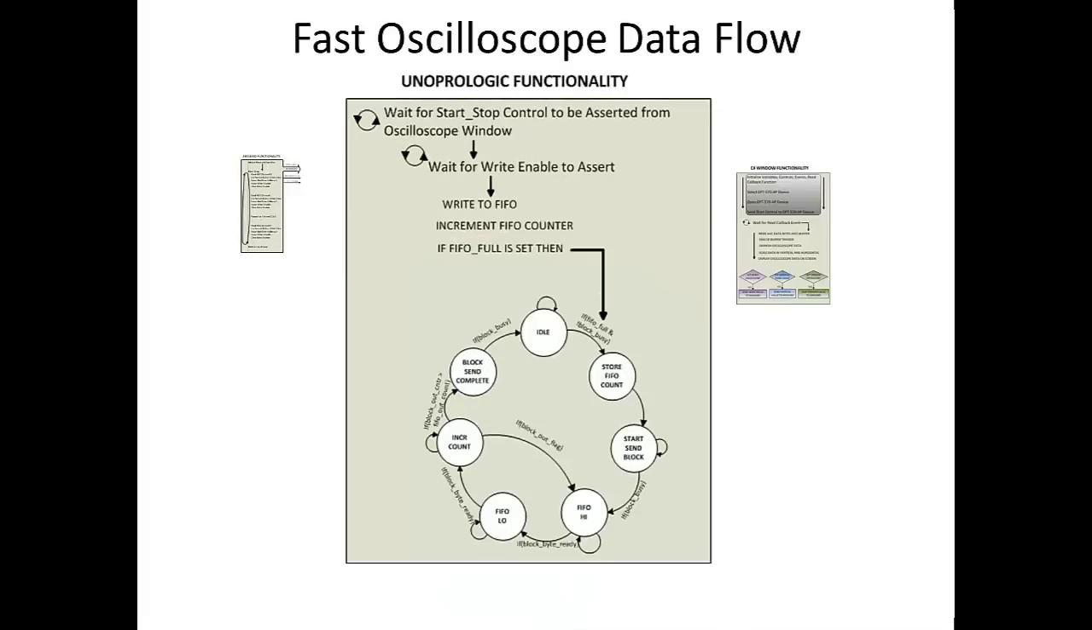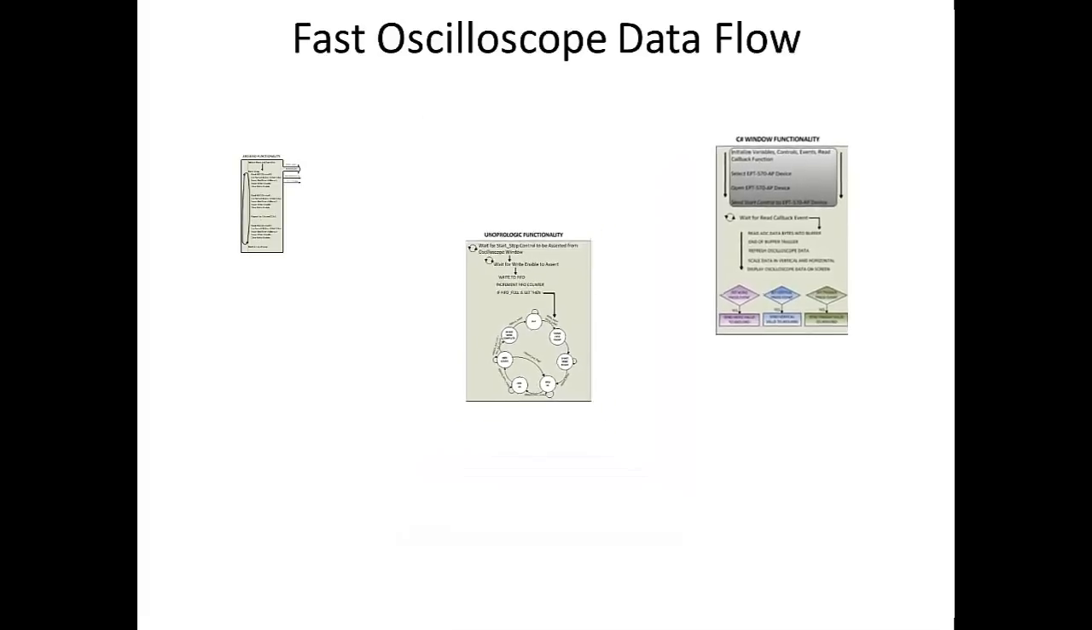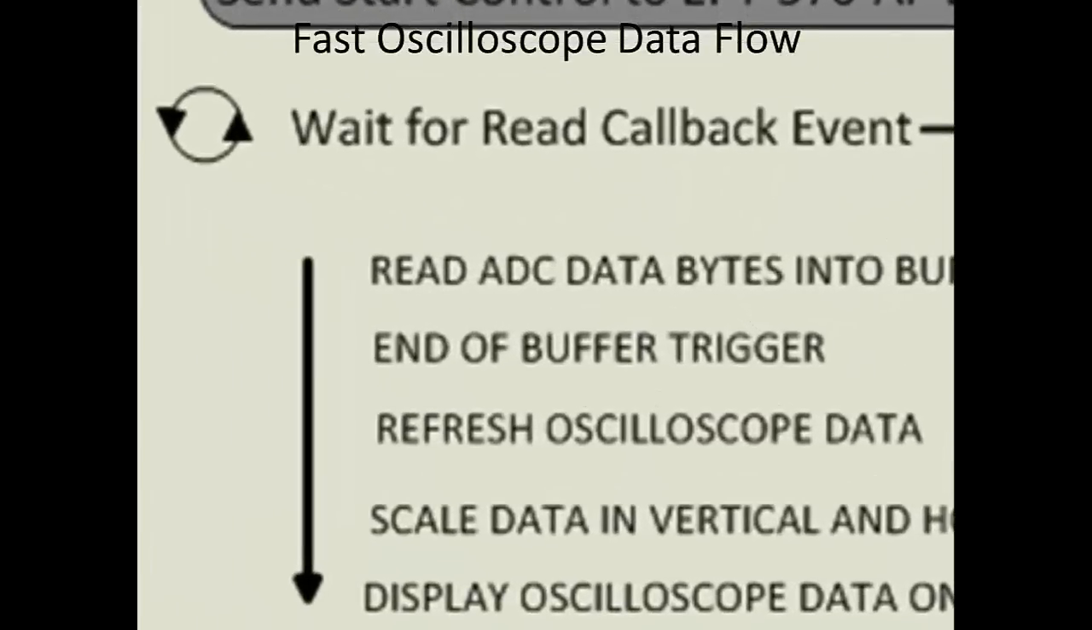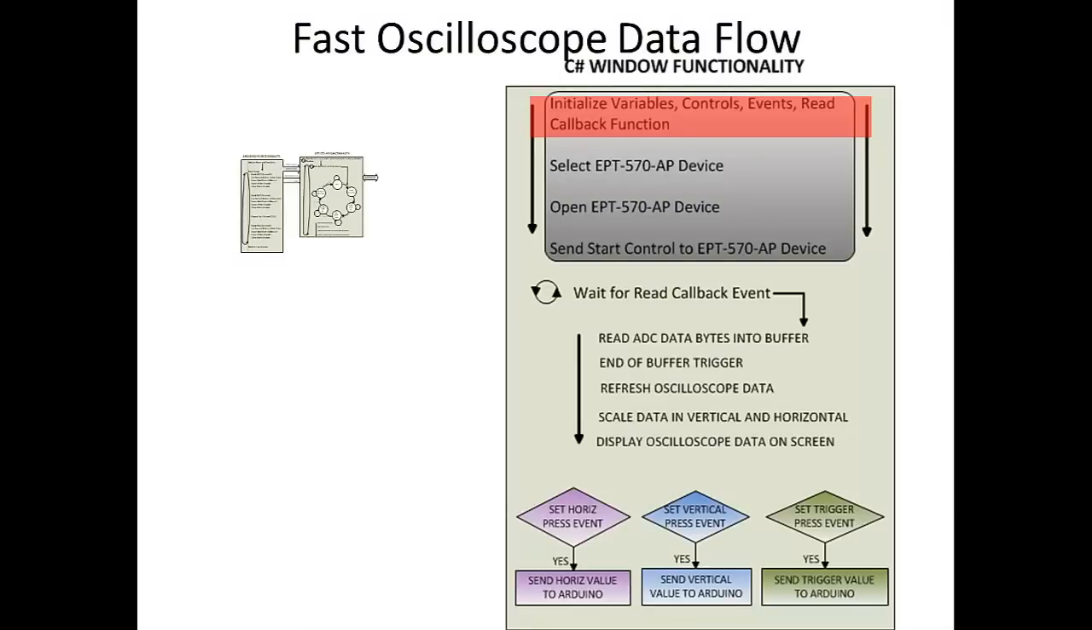Next up is the C# window functionality. The C# data flow on the PC starts with the initialization of variables, controls, events, and read callback functions. The Windows form is displayed on the PC, and the system registry is scanned for any Earth People Technology devices. Any devices that are found are added to the drop-down box. The user must then select the available EPT device and click on the Open control. This will select the device and allocate all memory needed for the active host end terms.